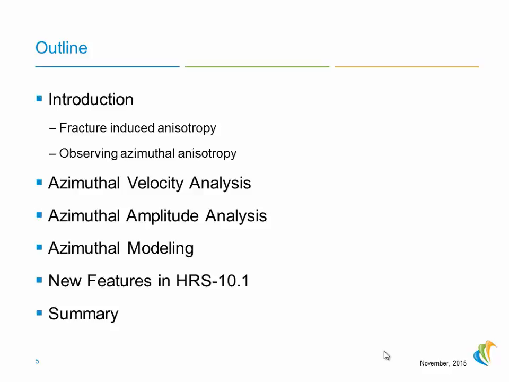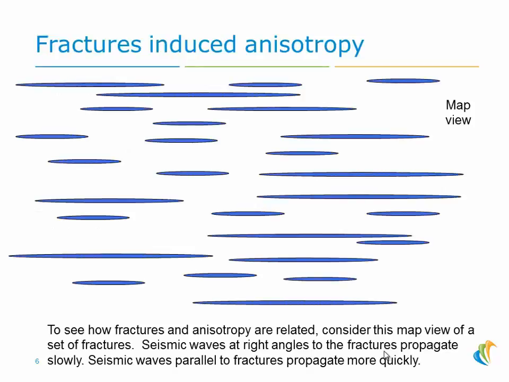I'll talk a bit about modeling, and then new features, and Brian was mentioning the symmetry axis ambiguity, looking at far offset information to try and address that, and also uncertainty. How do we handle uncertainty? And then I'll summarize.